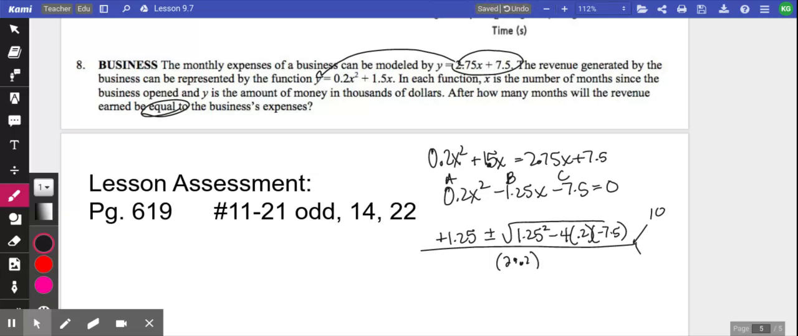and the second one I got negative 3.75. So this is the only one that makes sense. So after how many months will they be equal? After 10 months.